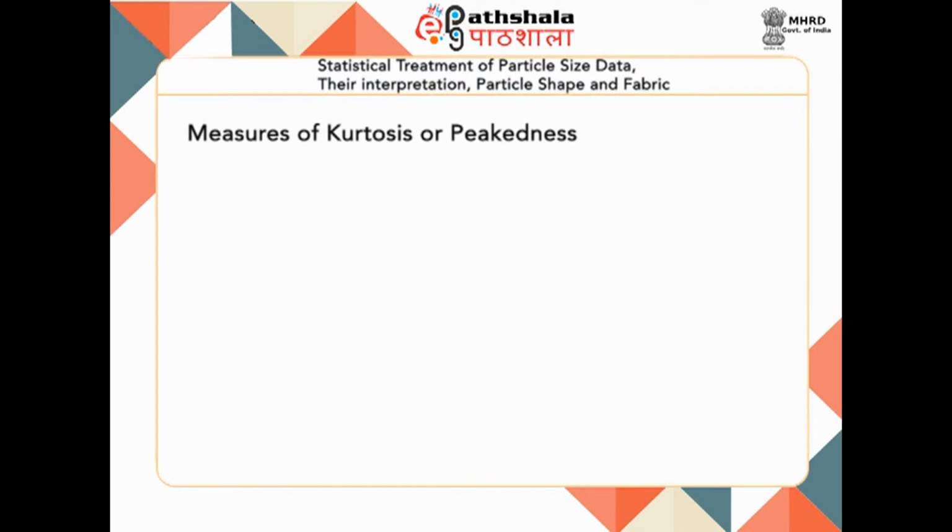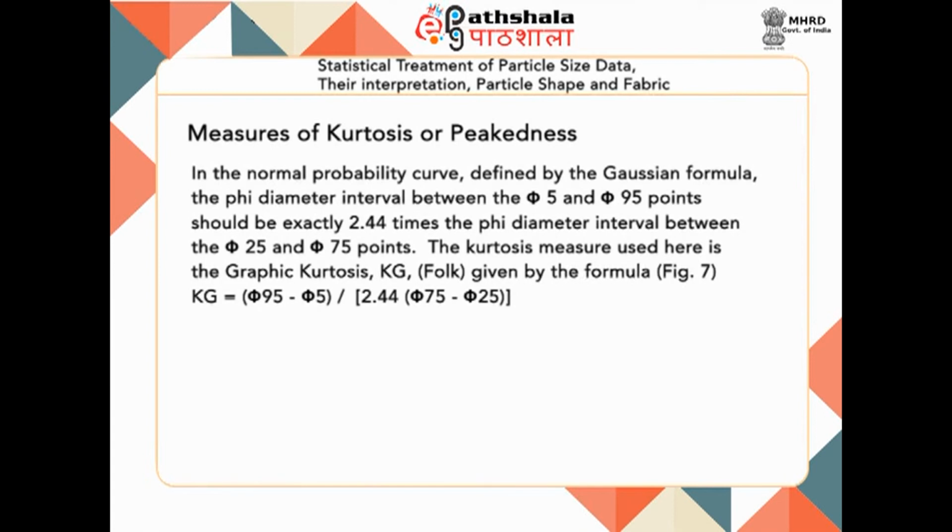Now, the next parameter we talk about is the measure of kurtosis, or peakedness, of any distribution. In the normal probability curve, as defined by the Gaussian formula, the phi diameter interval between the phi 5 and phi 95 points should be exactly 2.44 times the phi diameter interval between the phi 25 and phi 75 points. The kurtosis measure used here is the graphic kurtosis used by Folk, given by the formula phi 95 minus phi 5 divided by 2.44 into phi 75 minus phi 25.